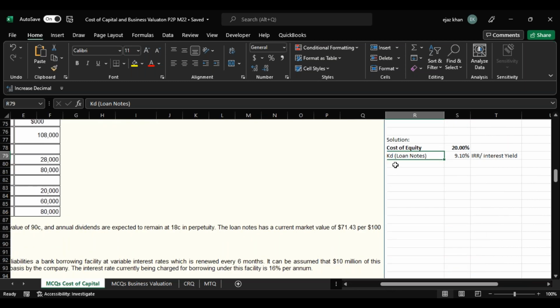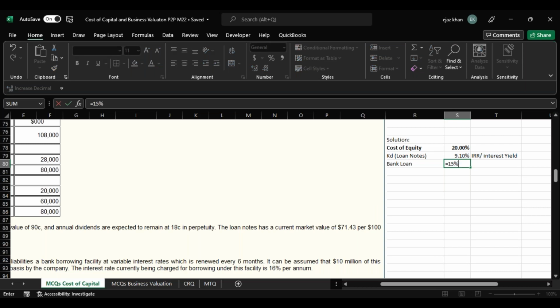Then it's the bank loan, the short-term loan, which has the interest rate of 16%. Since bank loan is not tradable, we don't need to divide it by the market value. So 16% itself is the cost of debt, but it's a before-tax cost of debt, so we have to multiply it by 1 minus 35% to make it after tax. So 10.4% is the bank loan's cost of debt.